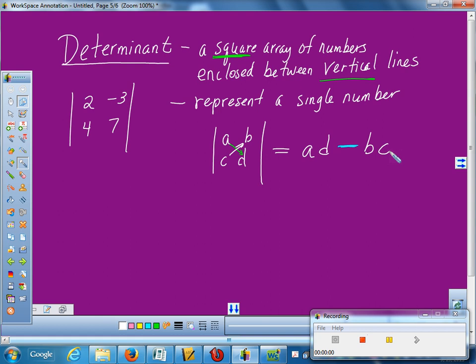So take this one with the numbers in it that I gave you here. If I start in the top left corner with the 2, I'm going to multiply and get what? 2 times 7 is 14. I'm then going to subtract, and then, yes, I'm going to get a negative 12, so I'm really going to add that. And I have a value of 26. So that determinant has a value of 26. It works out to a number. Is that incredibly difficult? Okay.